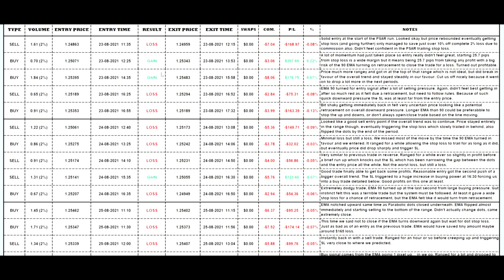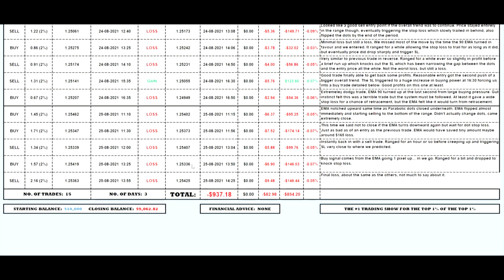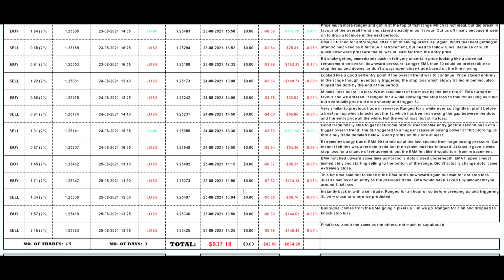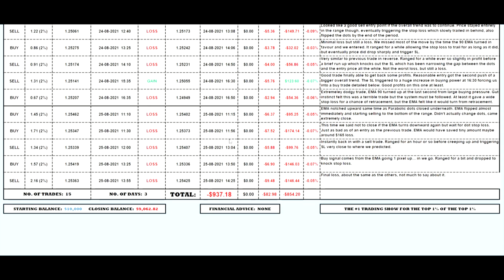As we said, 2 gains on the first day, 1 gain yesterday, and then none today. It wasn't actually looking too bad after the first day, and then the second day was starting to show some cracks. And then the ranging today really showed issues with the strategy. And these are some major losses as well.